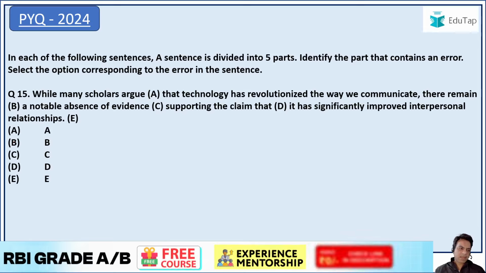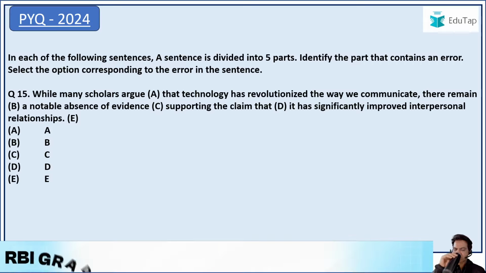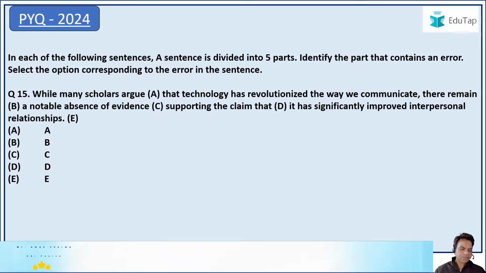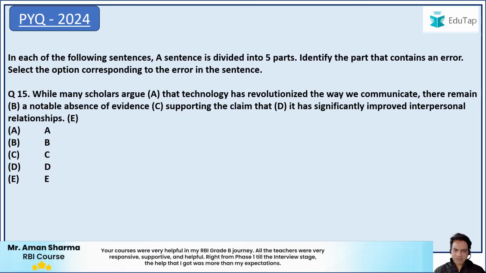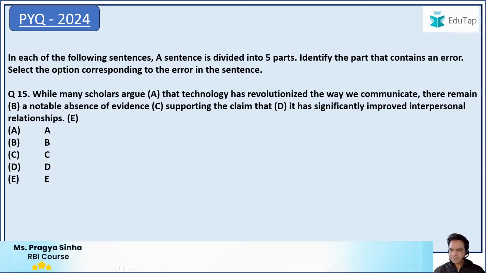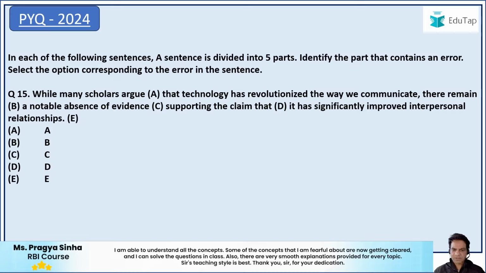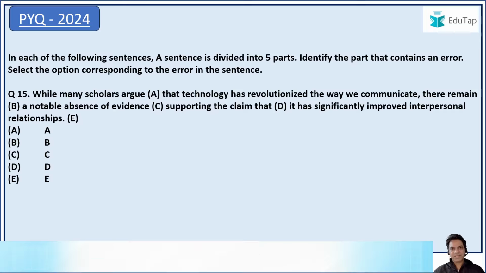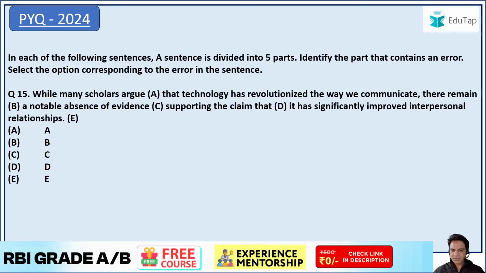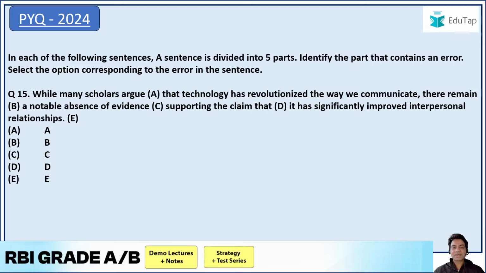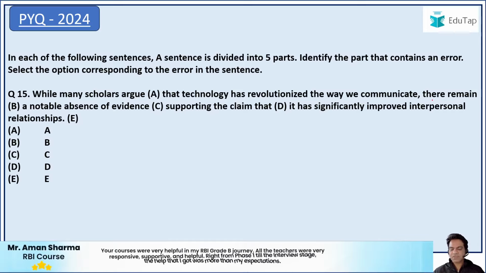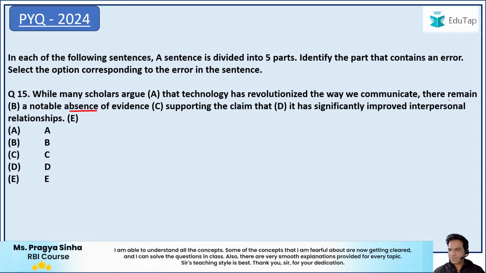Next question, guys. Let's go. While many scholars argue that technology has revolutionized the way we communicate, there remain a notable absence of evidence supporting the claim that it has significantly improved interpersonal relationships. I think the error was very simple again. While many scholars argue that technology has revolutionized the way we communicate, the second clause begins with there. There remain or there remains. So if a clause begins with there, we look at the next noun. So there remain or remains a notable absence. So the subject here is absence. So it should be remains, not remain.